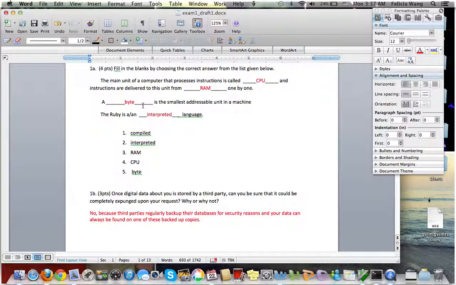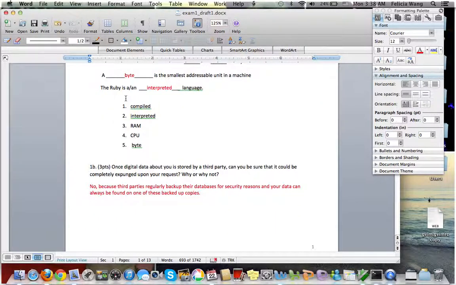So you cannot actually, from the top level of your computer, go down and tell one single bit to either turn on or off, but you can tell one byte to change. So a byte is the smallest unit that can actually be changed by the user. So that's important. Alright, and last, Ruby is an interpreted language.